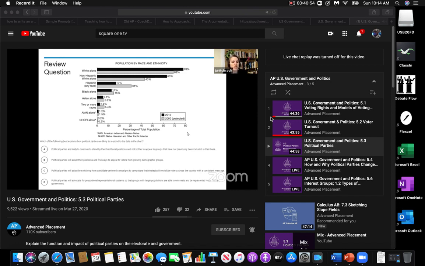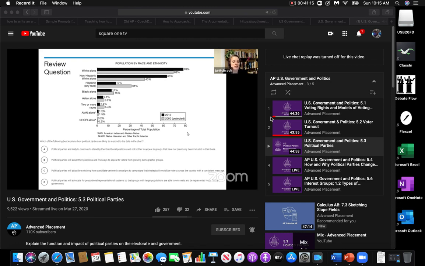B, political parties will adapt their positions and find ways to appeal to growing demographic groups. C, political parties will adapt by switching from candidate-centered campaigns to campaigns that strategically mobilize voters with a consistent message, right? We haven't really talked about candidate-centered yet, but we will. So I'll give you a hint, it's not C.